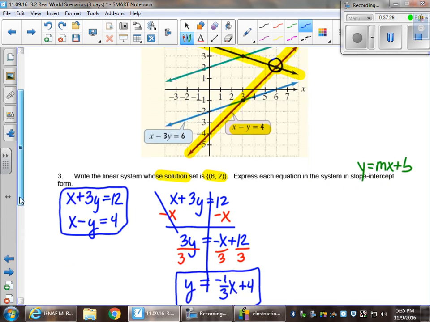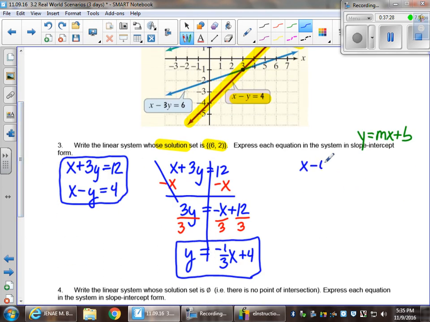All right, let's work on the second one. X minus y equals 4. To solve for y, we'll subtract x from both sides.